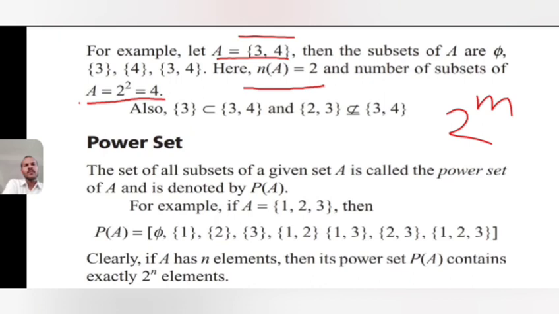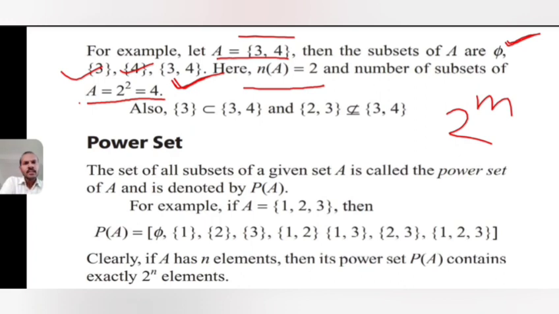That is nothing but the empty set is the first subset, {3} is the second, {4} is the third, and every set is a subset of itself, that is {3, 4}. Again, here we have to remember that the empty set is a subset of every set and every set is a subset of itself, right?